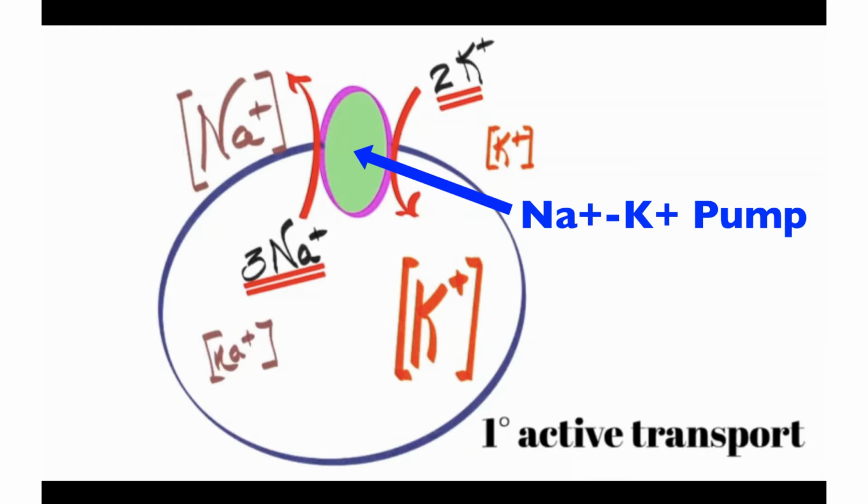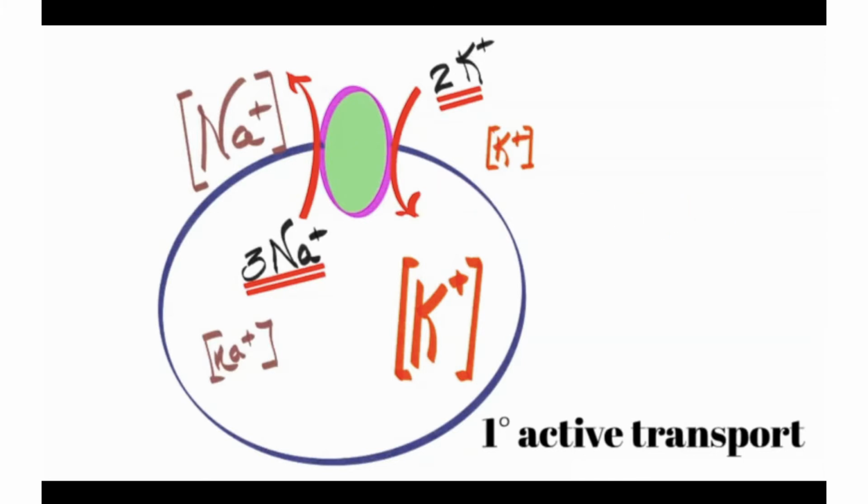Because it's moving things against their gradients, it requires energy, and that energy is going to be ATP. The sodium-potassium pump is an enzyme that breaks down ATP, liberating energy from the hydrolysis of the ATP molecule, and uses that energy to push these things against their gradients, pushing sodium out of the cell and potassium into the cell. Keep in mind, as we've elaborated at length already in this course, there's always a high concentration of sodium outside of the cell versus inside, and a high concentration of potassium inside of the cell versus the outside.